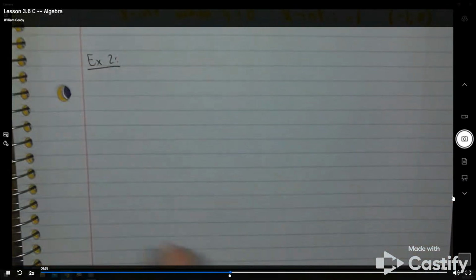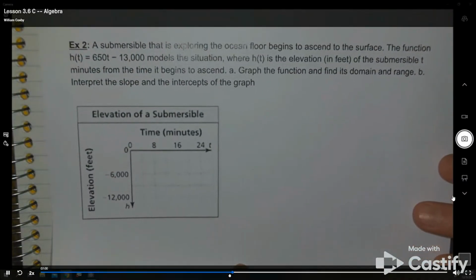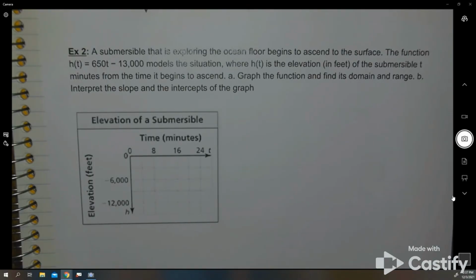All right, let's take a look at example 2. Example 2 says, a submersible, I like to think of it as like a submarine, a submersible that's exploring the ocean floor begins to ascend. Think about ascend, that means that we're moving towards the surface or going up. So ascend to the surface.